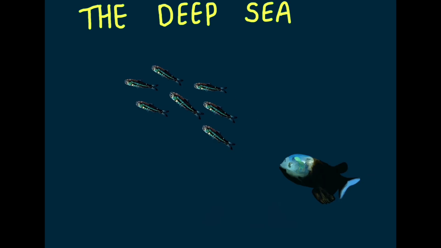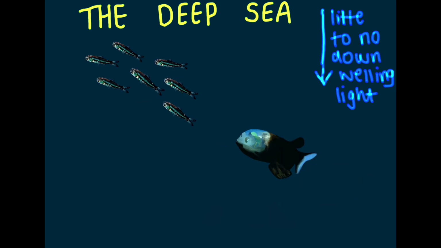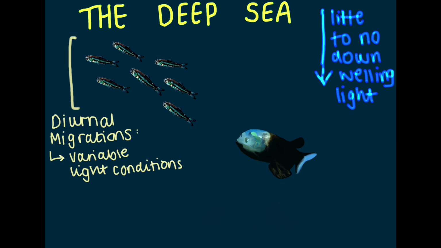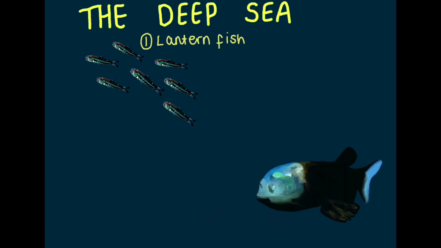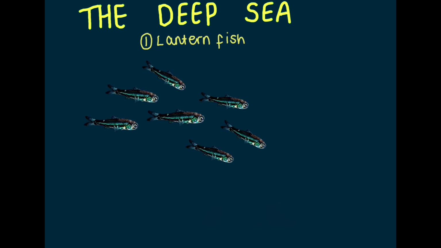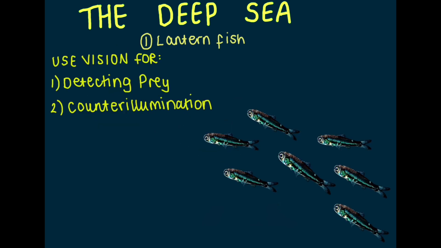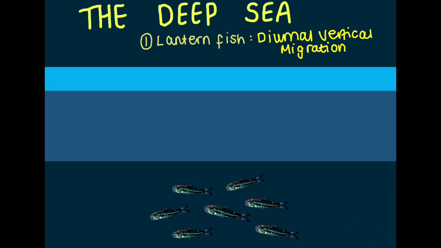The most extreme visual environment is the deep sea, where there is little to no downwelling light, and species that undergo diurnal migrations have very variable light conditions. Most light in the deep sea is blue or green wavelengths from bioluminescence. Lanternfish undergo a great example of this migration. They use vision for detecting prey, counter-illumination, and migration.